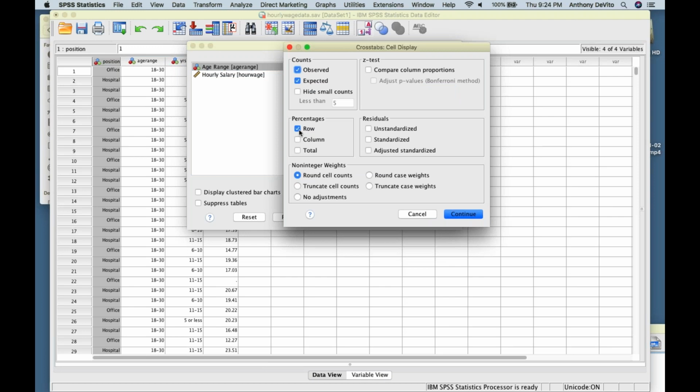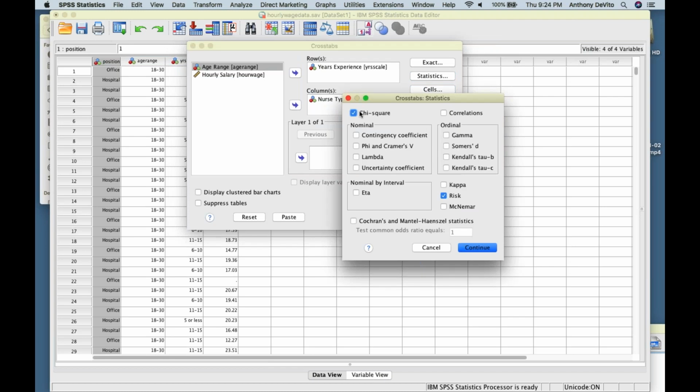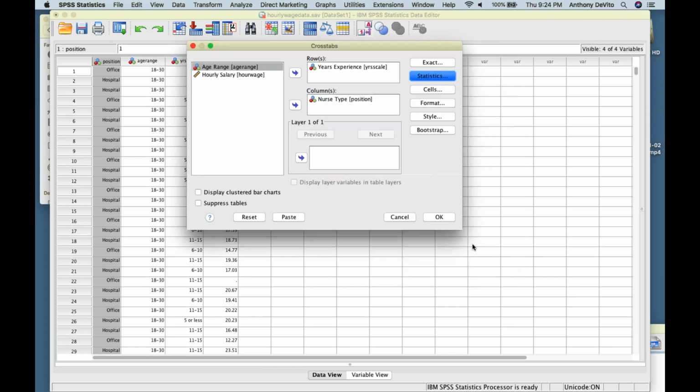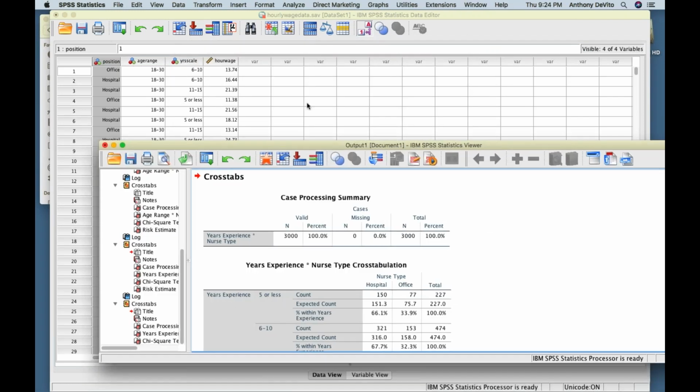And I'm going to get percentages by rows so I can see the percentage of nurses that work in a hospital or work in an office for each one of the three age ranges. And I'm going to ask it to give me a chi-square. I'm going to turn off risk because I know it's just going to give me a warning that it can't do it for a 3x2 table. So I'm going to click OK. And let's see what our result looks like.